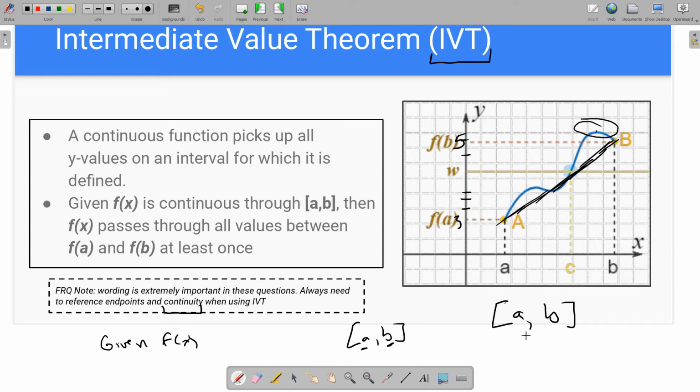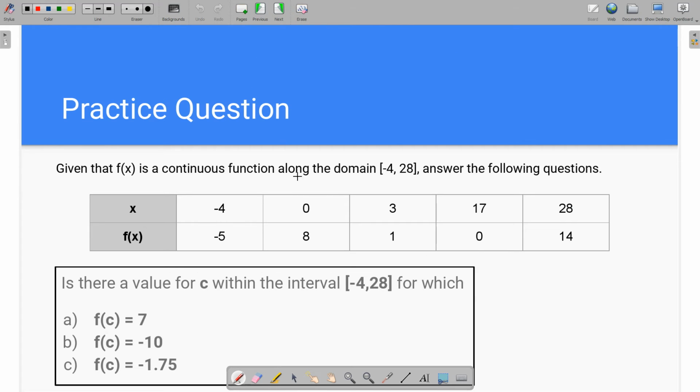Then according to IVT, f of 3 is equal to 4 is a true thing, or whatever they're specifically asking about. But you do want to clarify in your first sentence when you're answering these questions to say, given f of x is continuous along the domain of AB, whatever AB is, then according to IVT, and you would also reference the fact that you're using IVT, and then say whatever the point they're talking about is present. So let's look at some quick examples here then.